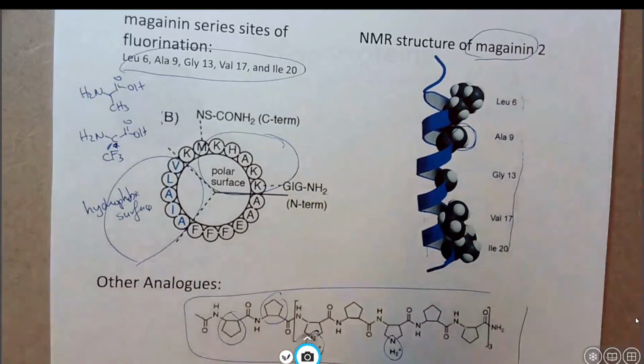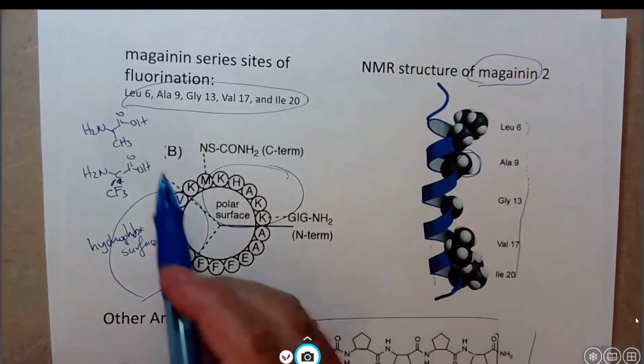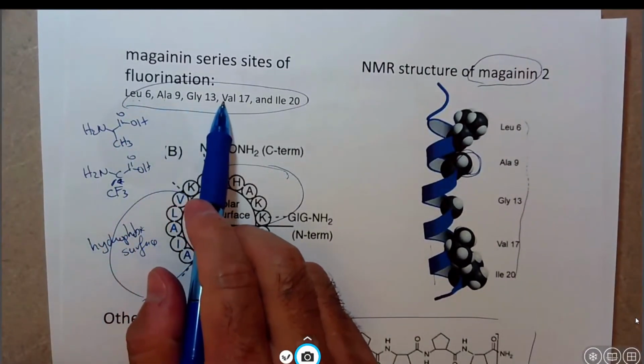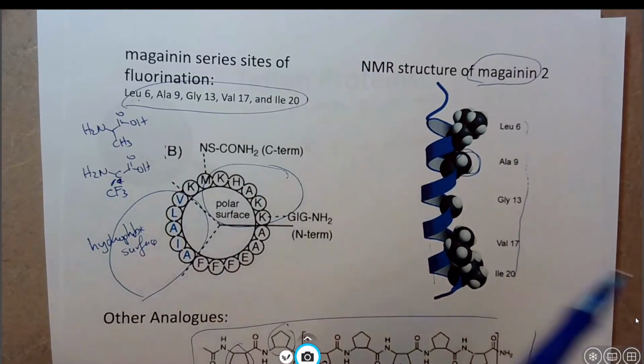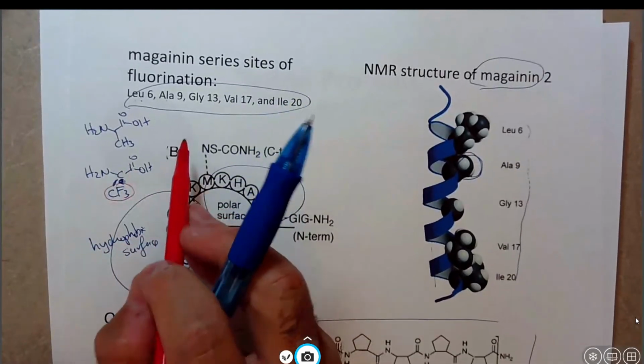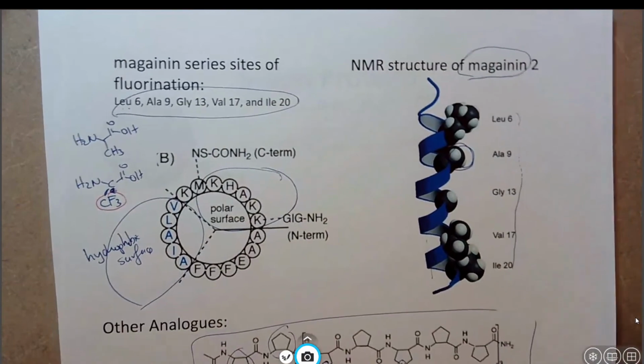And that gave it inherent stability and some unique structures as well. So they did that for leucine, alanine, glycine, valine, and isoleucine. Anytime there was a CH bond with those R groups, they replaced it with a CF3 group. For instance, glycine usually has two H's, so these were replaced with two fluorines.